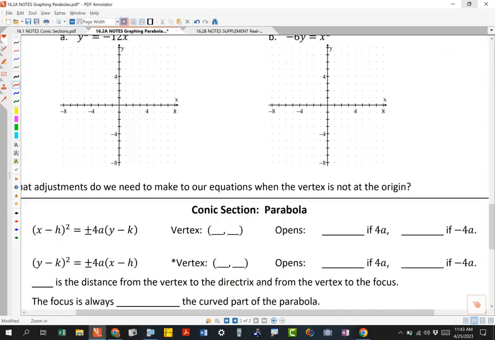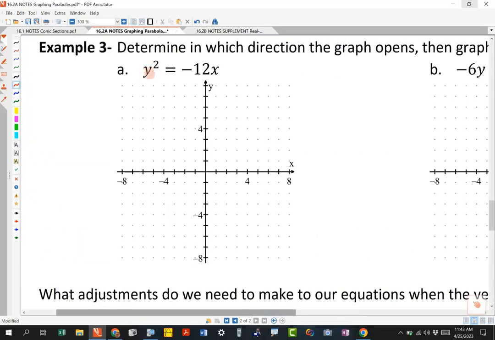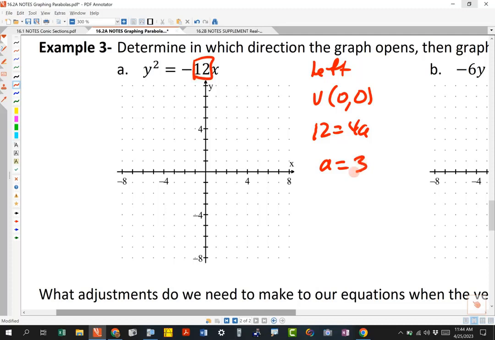So I'm going to zoom in on this. And I'm going to look at it and say, hey, wait a minute, y is squared. If y is squared, it's going to open horizontally. It's going to either open left or right. In this case, it's going to open left. Vertex hasn't been moved, 0, 0. Now, if you want to write down that 12 is equal to 4A, that's totally fine. What we're really interested in is the size of that number, not that it's negative. The negative tells us that it opens to the left. What we're interested in is, what is A? In this case, A is 3.